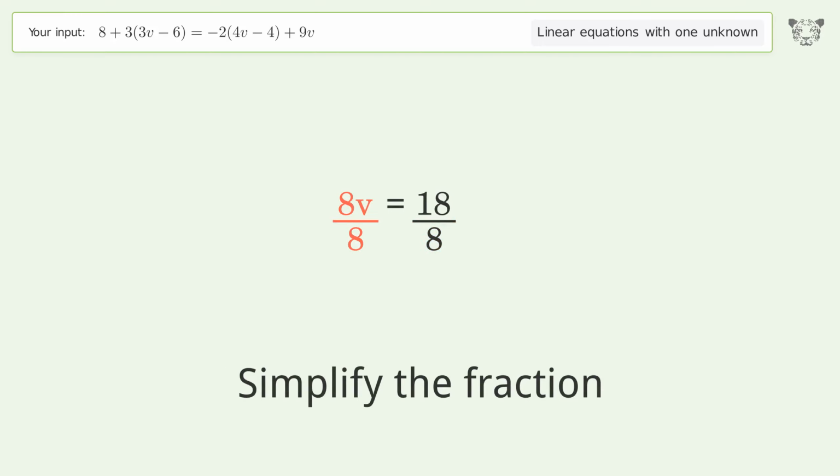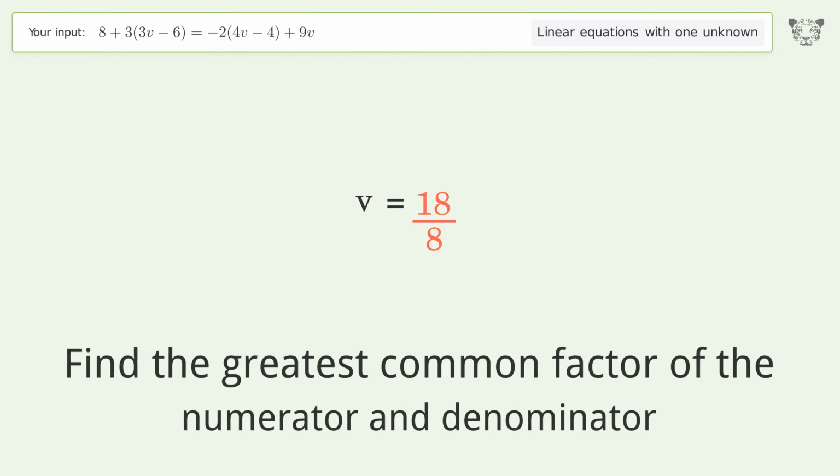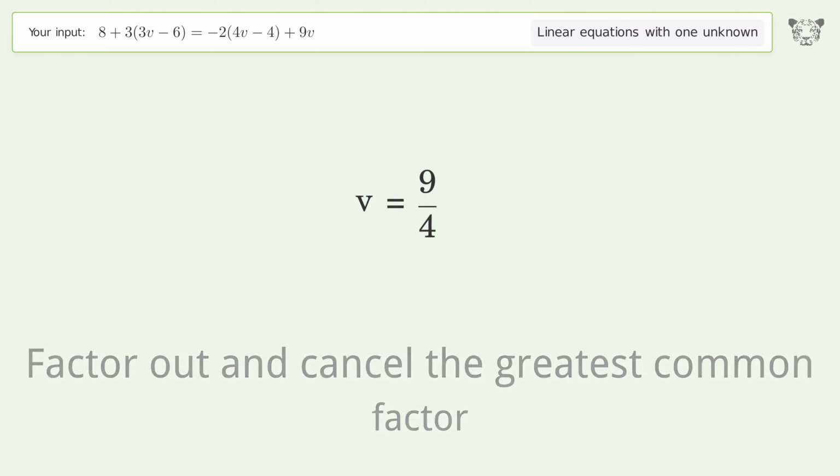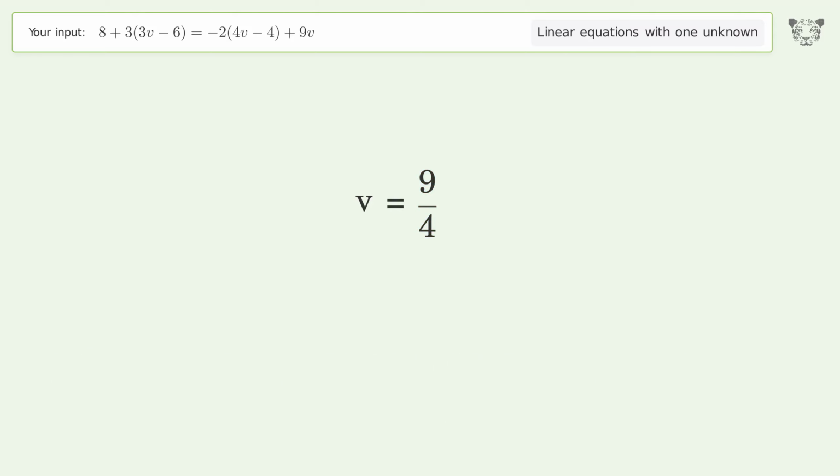Simplify the fraction. Find the greatest common factor of the numerator and denominator. Factor out and cancel the greatest common factor. And so the final result is v equals 9/4.